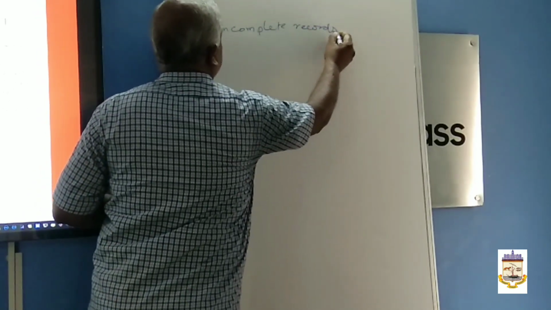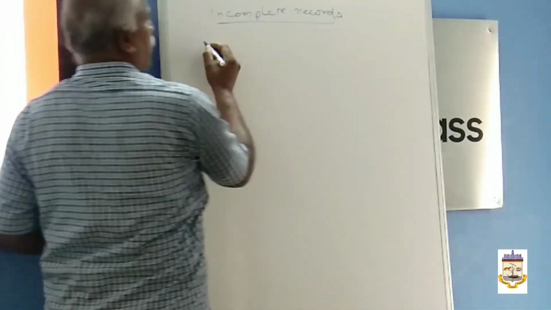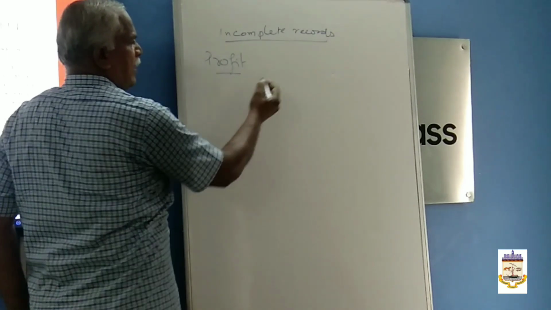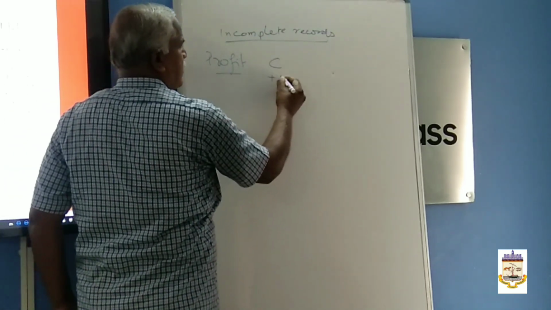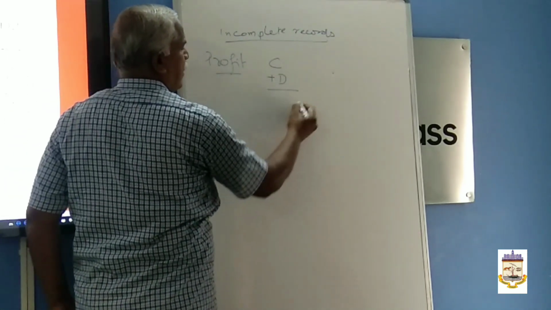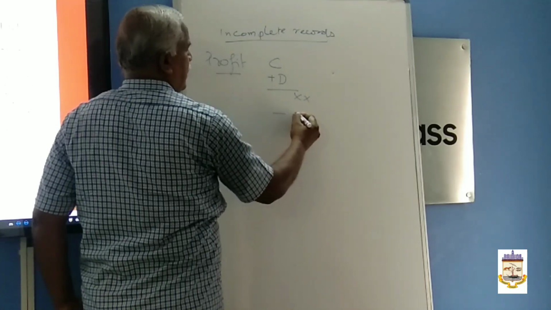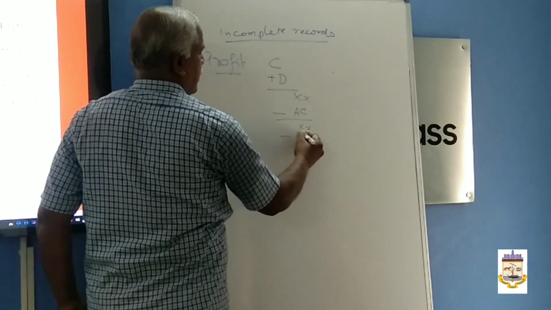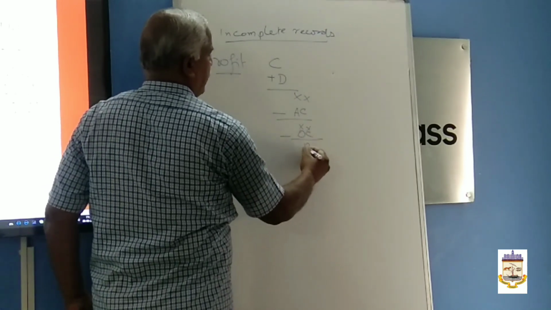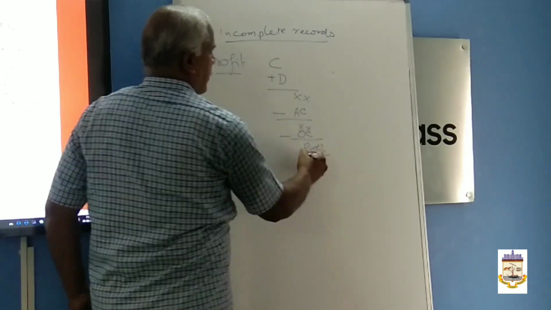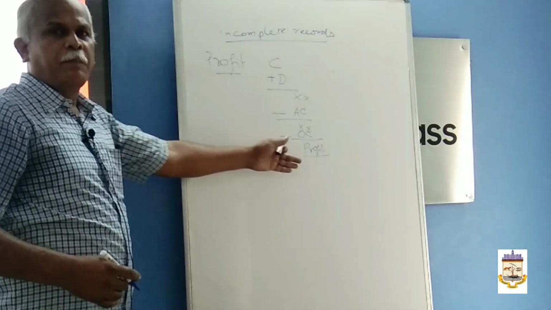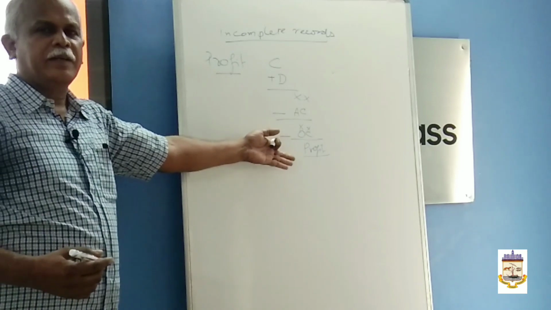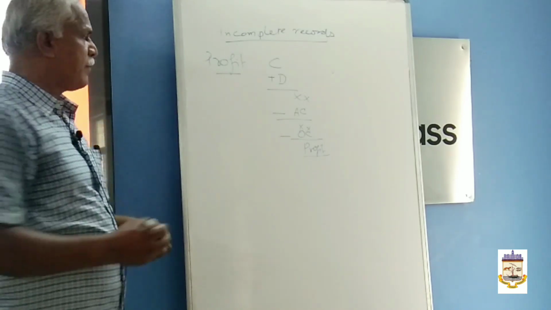Under incomplete records, how is profit calculated? Closing capital plus drawings, less additional capital and less opening capital, we get profit. If it is a positive number, it is profit; if it is a negative number, then it is termed as loss.